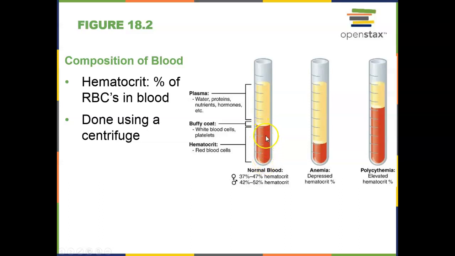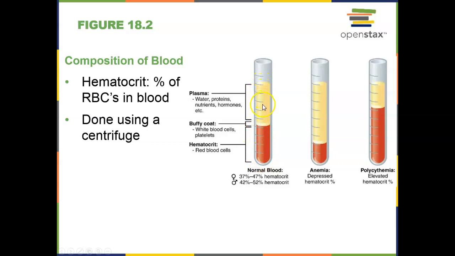And so down here we have all of these red blood cells. A typical adult individual has about 45% red blood cells. So here it depends on if you're male or female, but anywhere between 37 and 47% for a female, 42 to 52 for a male. So we typically say about 45% is the average for red blood cells.